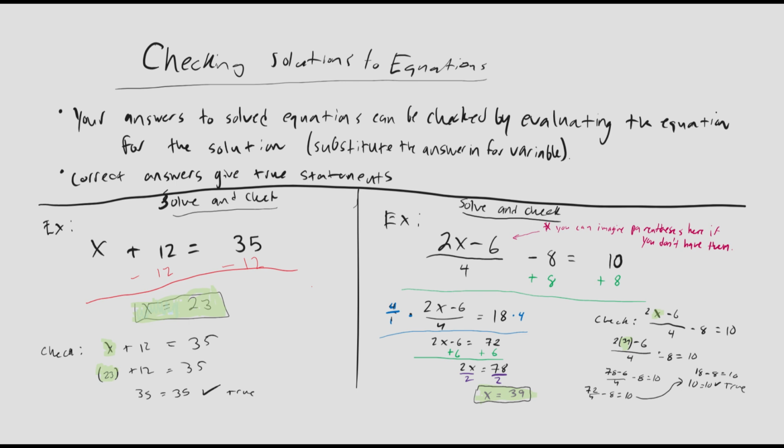I would then plug in 39 for x to the original equation where the x is. I get (2x minus 6) over 4 minus 8 equals 10. (2 times 39 minus 6) over 4 minus 8 equals 10. I would get (78 minus 6) over 4 minus 8 equals 10. I then simplify the 78 minus 6 to 72, so it's 72 over 4 minus 8 equals 10. 72 divided by 4 becomes 18, minus 8 equals 10, and then I get 10 equals 10, which is a true statement, so I know that my answer is correct.